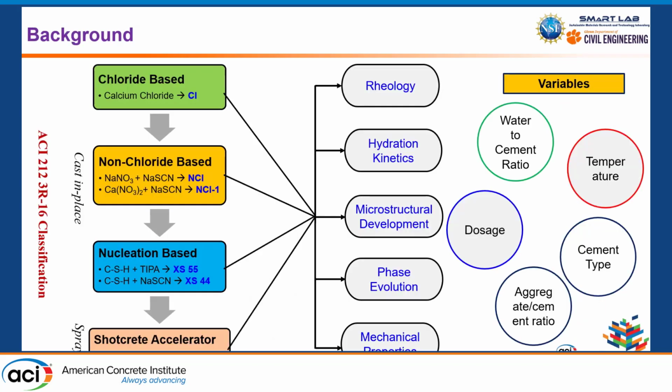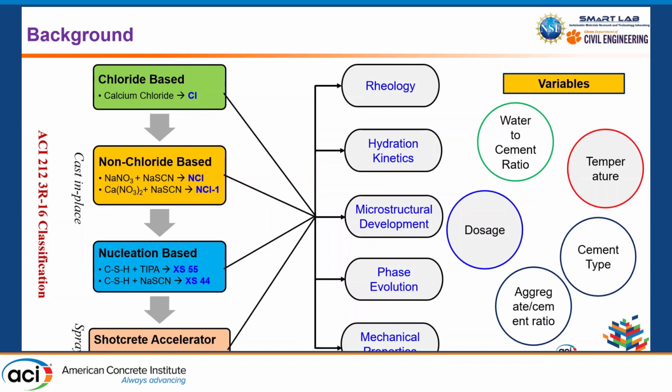So for this study, based on ACI 212, we took 6 accelerators. We took a calcium chloride-based accelerator. We took 2 non-chloride accelerators. One is a sodium nitrate and sodium thiocyanate combination, and the second one is a calcium nitrate and sodium thiocyanate combination. And then we took 2 nucleation-based admixtures.